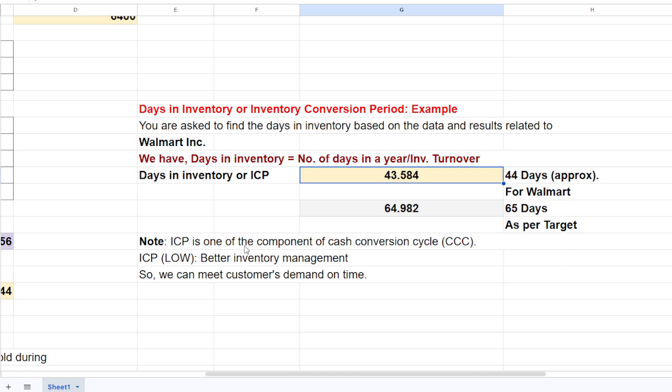ICP is one of the important components of the cash conversion cycle. Cash conversion cycle means inventory conversion period plus receivable collection period, minus the payable deferral period. The point is that if ICP is low, it shows that we have better inventory management and we can meet customer demand on time, friends.